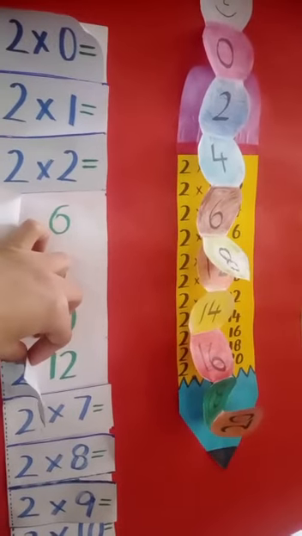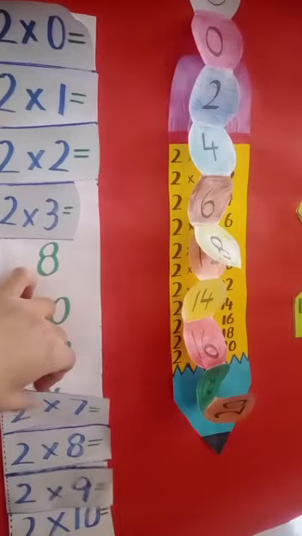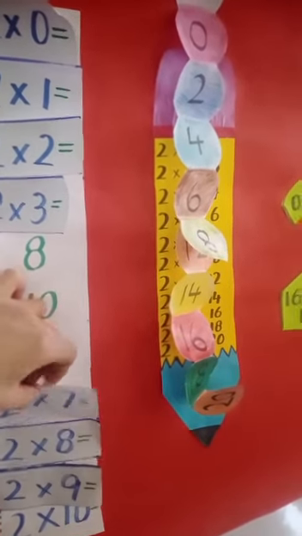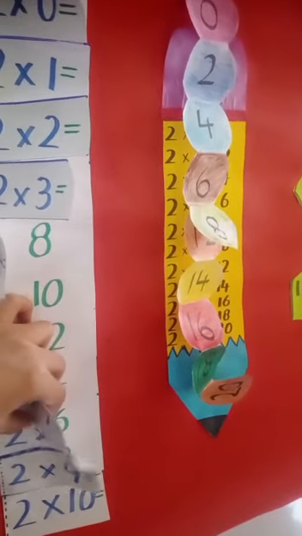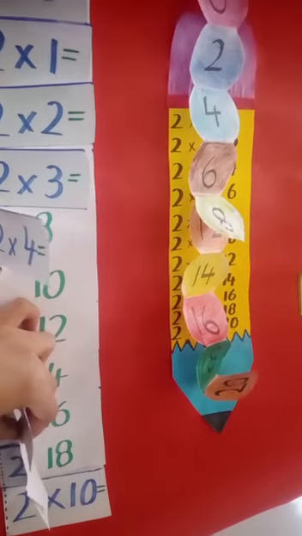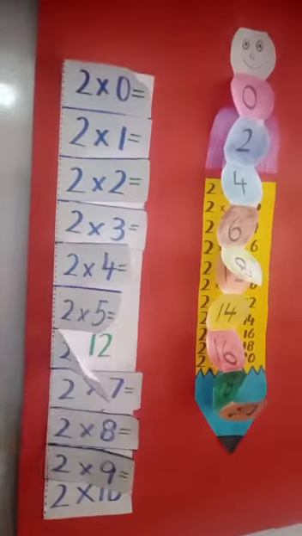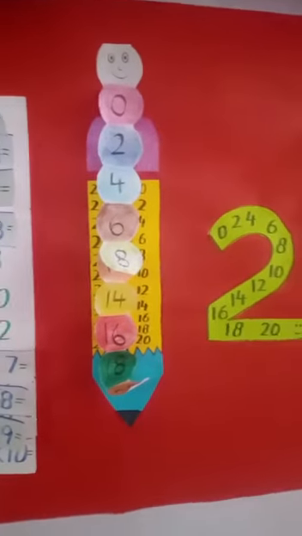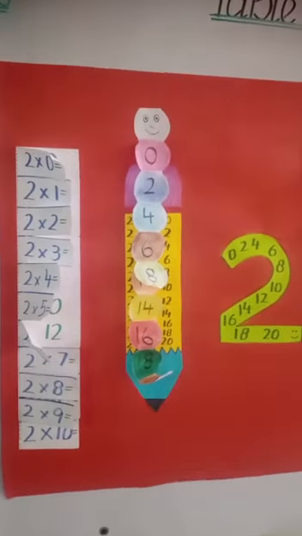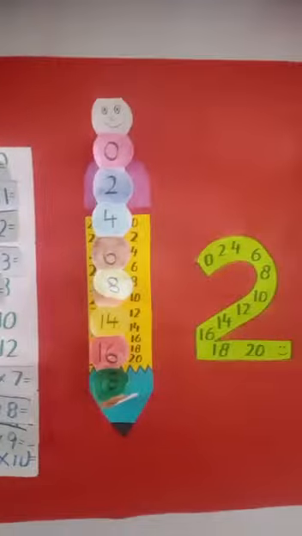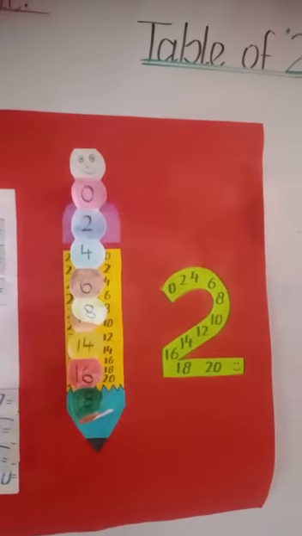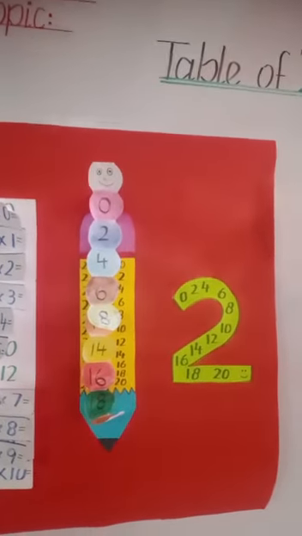2 sixes are? 12. 2 sevens are? 14. 2 eights are? 16. 2 nines are? 18. 2 tens are? 20. Okay. Today we learned the table of 2.